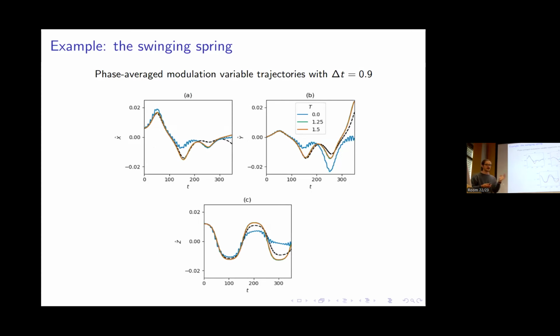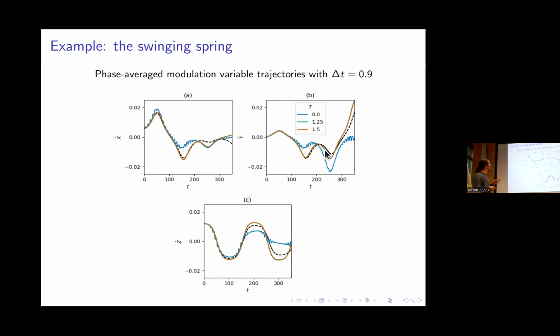So we run phase averaging with a few different averaging windows, and you can see that it's quite successful. These are trajectories of the X, Y, and Z displacement of this bob against time. The dotted black line is our truth. That's a very small time step RK4 simulation, and that's what we compare to. And then the other three use a forward Euler method. And you can see that t equals 0 corresponds to no averaging.